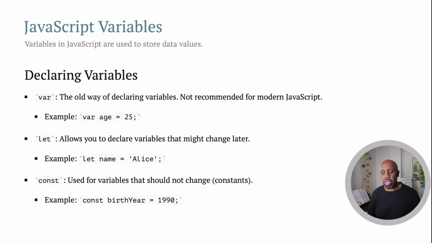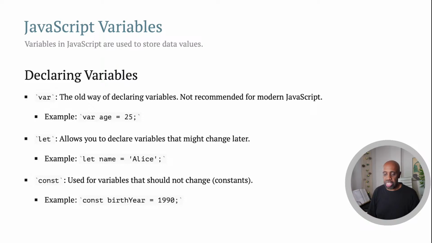So to declare a variable, you say let name be Alice. So now name is Alice, okay? Let age be whatever. Let town be Madrid, okay?